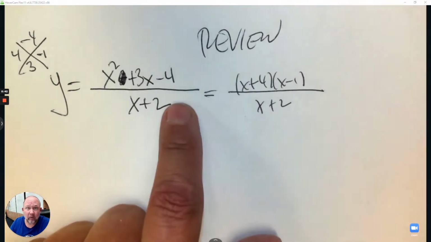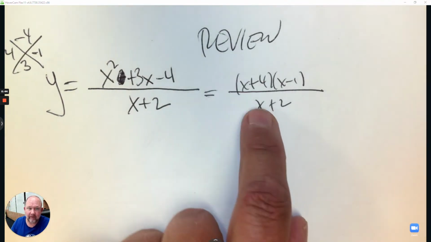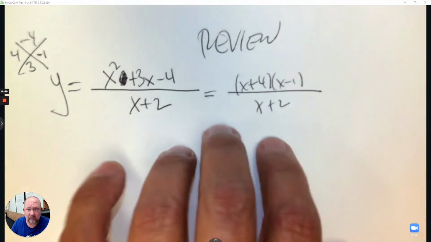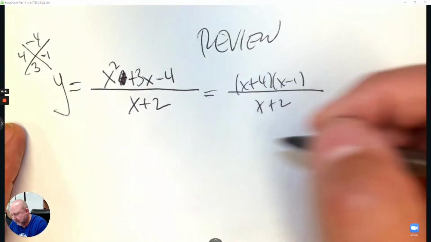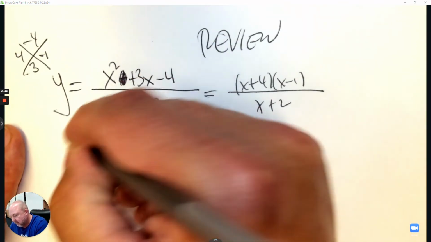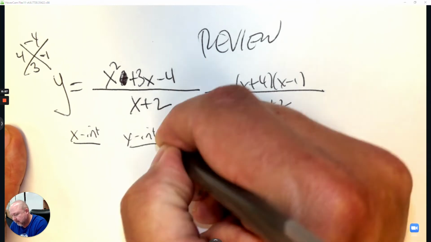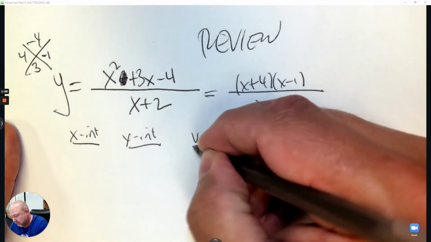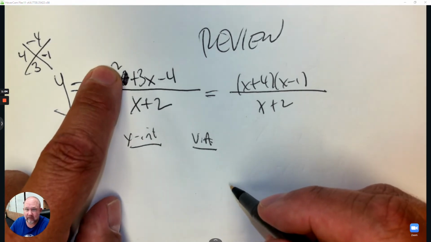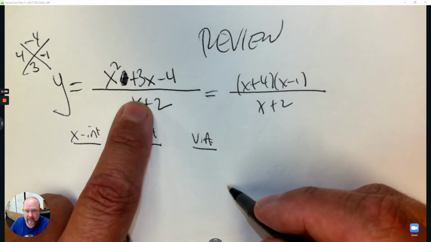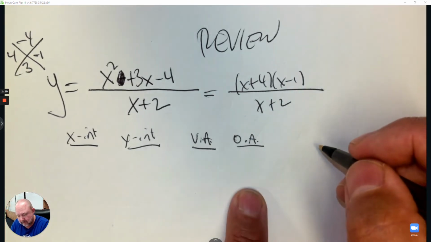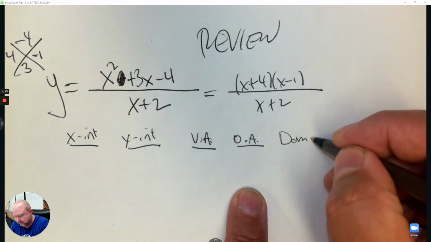Now, if there was a hole in this function, then one of these factors would be removable and that would create a hole. But there is nothing that crosses out, so there's no hole here. And then we can start analyzing it. These are the things I'm looking for: the intercepts, the asymptotes. In this case, there's no horizontal asymptote because the degree on top is bigger than the degree on the bottom. So instead, it's going to create what's called an oblique asymptote. We'll get there and be able to find it, and then the domain.